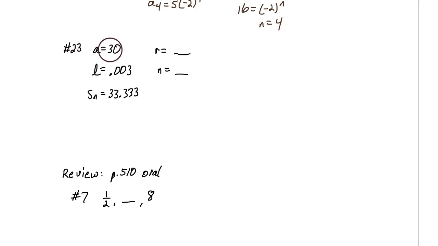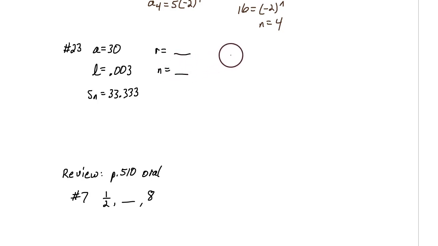Next, number 23. We're given some information about a series. We're asked to find r, and we're asked to find n. I'm not sure how to use the formulas here, because our formula for sum uses the n and the r. So if they're both unknown, we can't really solve for one of those variables. And our general term formula also has an n and an r in it. So it's unclear how we would use the general term formula either.